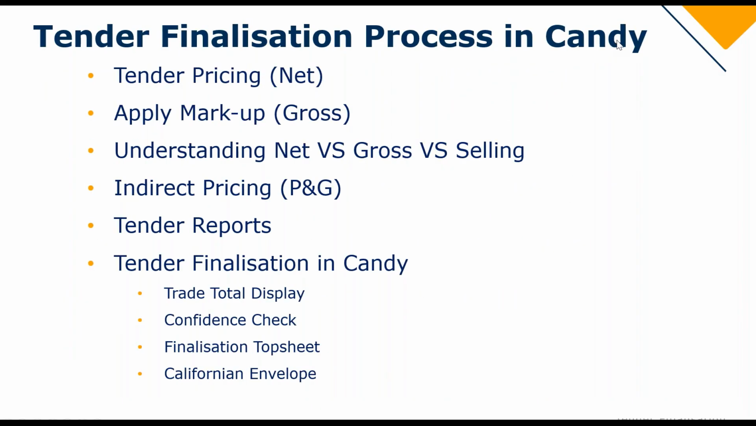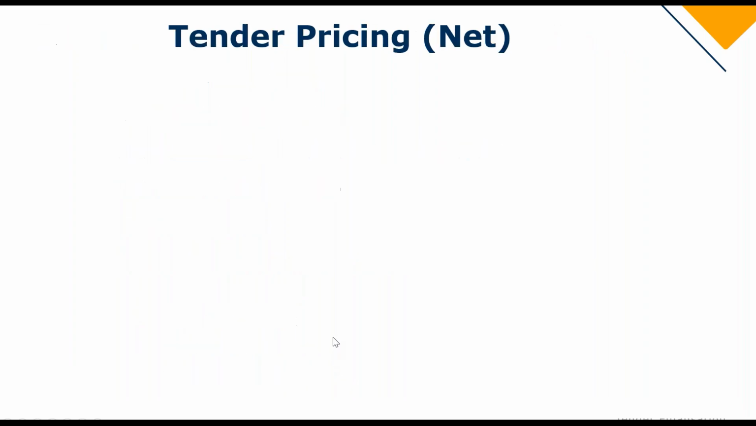So the tender finalization process in Candy. So we're going to do the following in Candy. We will firstly look at our tender that we have priced to establish our net. We'll then apply markup, understand the difference between the rates in Candy, price our PNGs, look at tender reports, and then the tender finalization in Candy. We will do a trade total display, a confidence check. We'll then look at what's most important here, your finalization top sheets, and then we'll have a look at the Californian envelope, which is quite a nice tool to use in Candy.